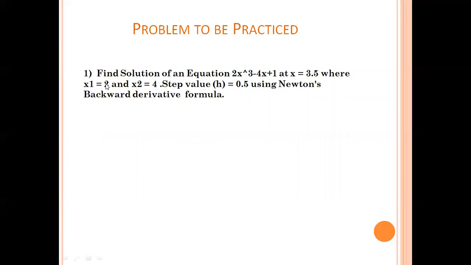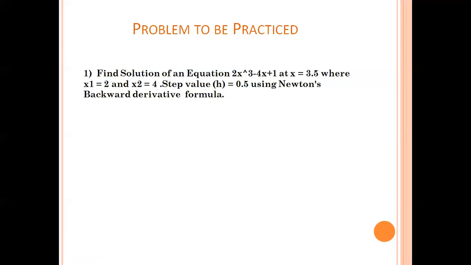and x values, so x starts from 2 to 4 with h 0.5, that is 2, 2.5, 3, 3.5, 4. We have to substitute the corresponding x value in this polynomial and I will get the value for y. For example, if I substitute x is equal to 2, I will get 2 into 2 cube, 2 into 8, 16, minus 4 into 2, 8, plus 1, that is 16 minus 8 plus 1, that is 9. Similarly, we can find the value of y for x is equal to 2.5, 3, 3.5, 4.